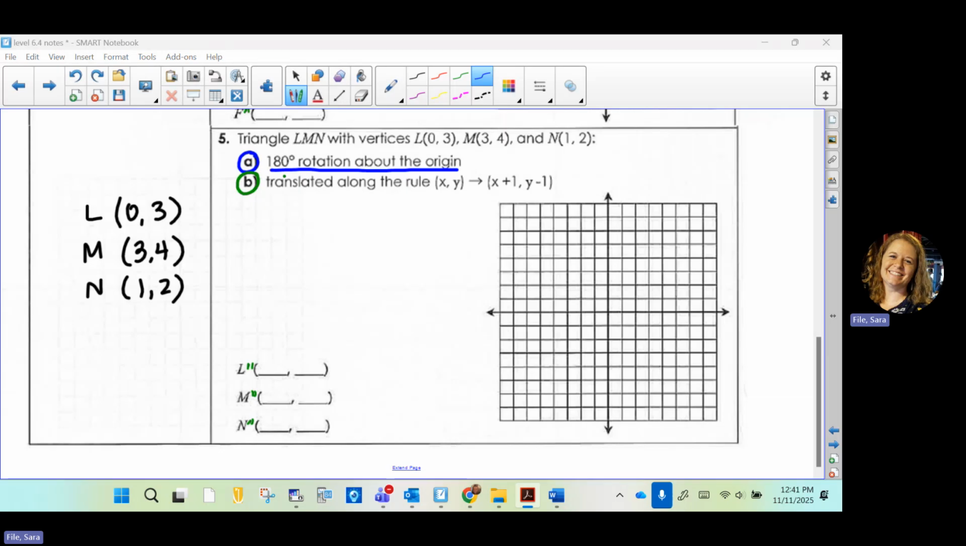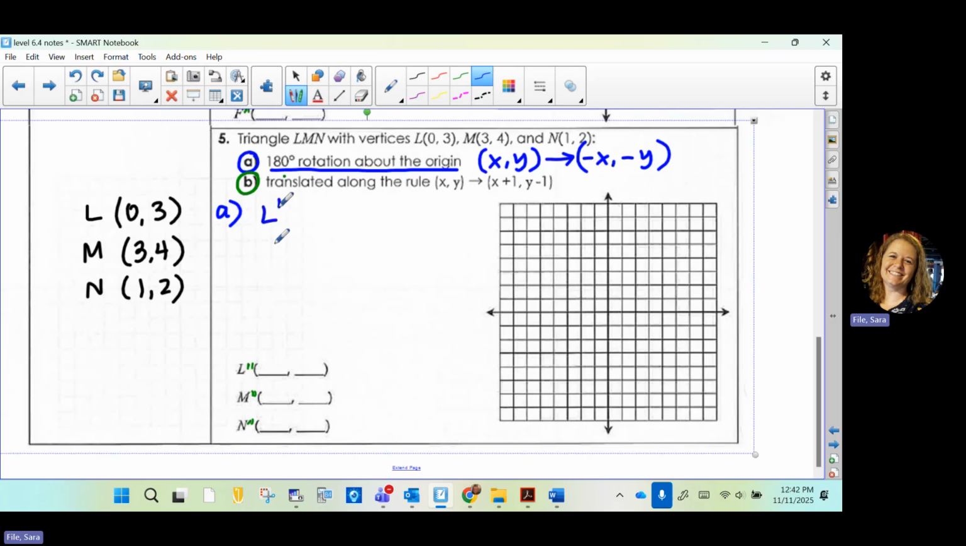And the rule for that 180-degree rotation is that your (x, y) becomes (negative x, negative y). So when you do that 180 rotation, you are switching the sign of both the x and the y. So my new L prime, M prime, and N prime, I'm going to take all of these and switch the signs.